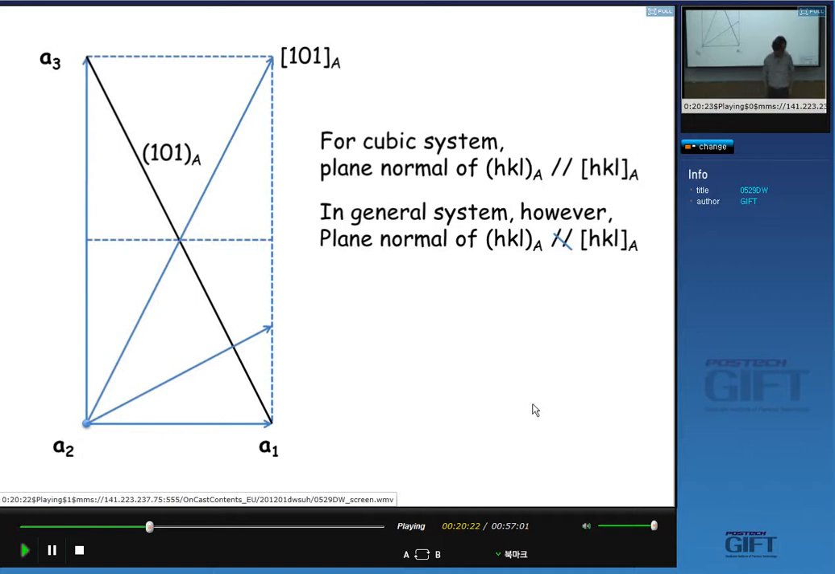So let's think about the direction of 101. Here, this is the vector 101 on basis A. It is obvious that the plane normal of this plane is here. And you can understand the plane normal is not parallel to 101. So now you can understand this is not true for the general case.